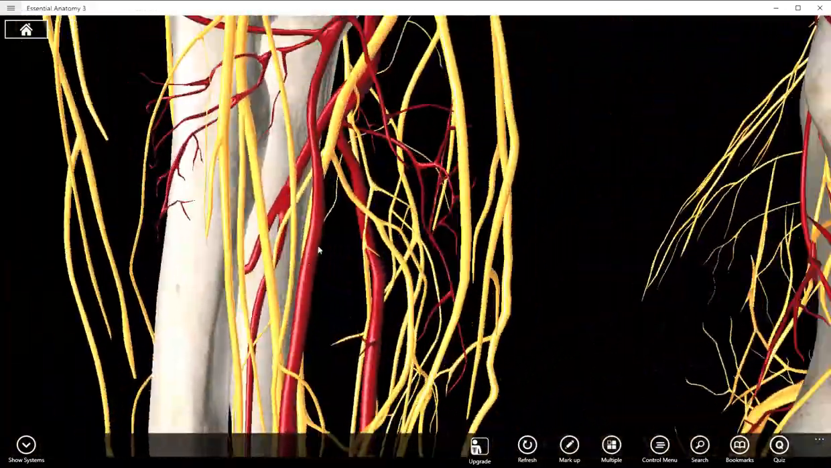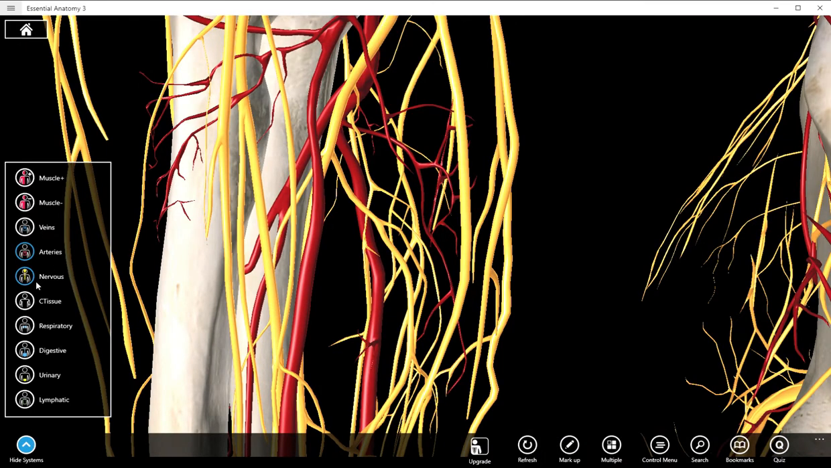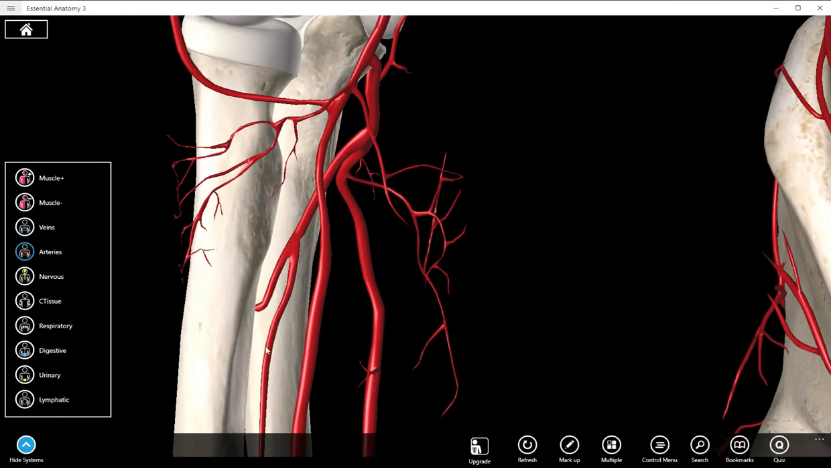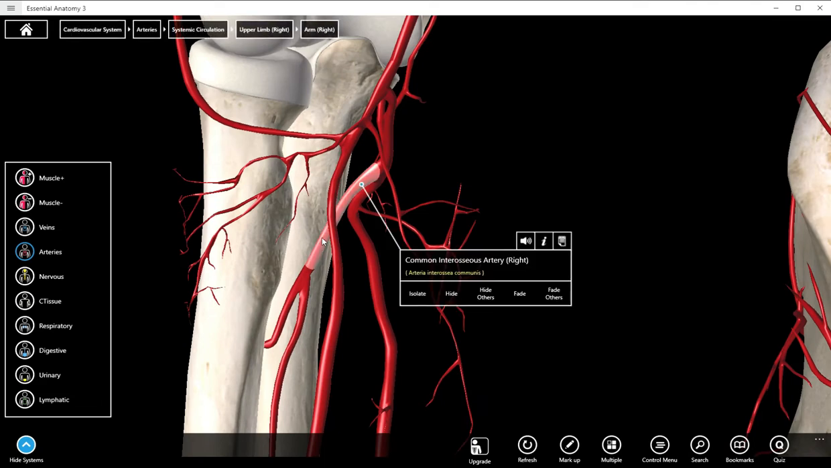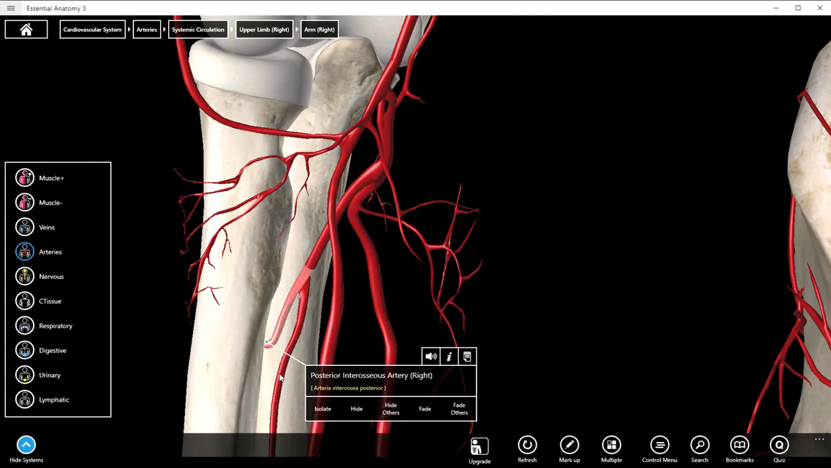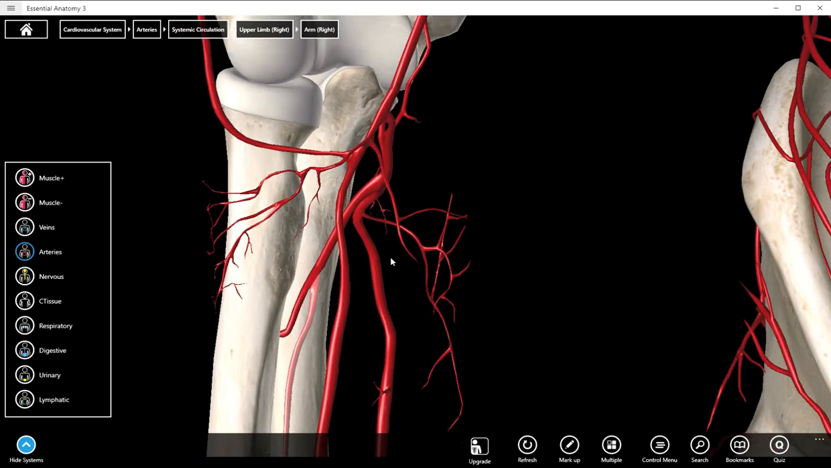So here we go. This is tough. So here's the, let's remove just for a second. This is a nice thing about a computer. We can remove all the nerves. So here is the common interosseous artery. Common interosseous artery. It's called common because it has a posterior interosseous artery and an anterior interosseous artery.